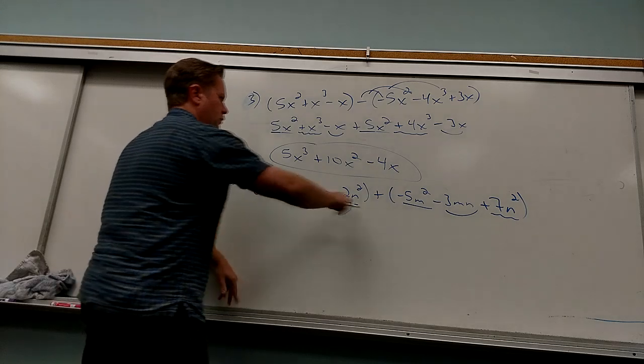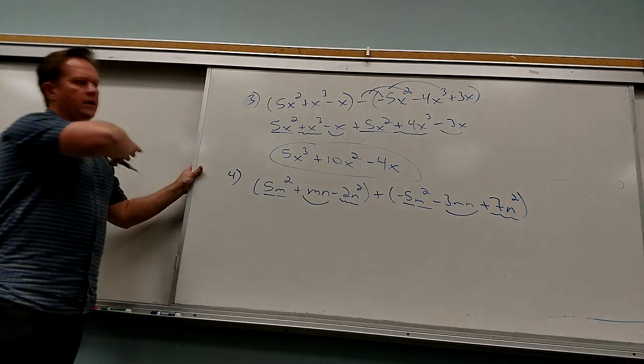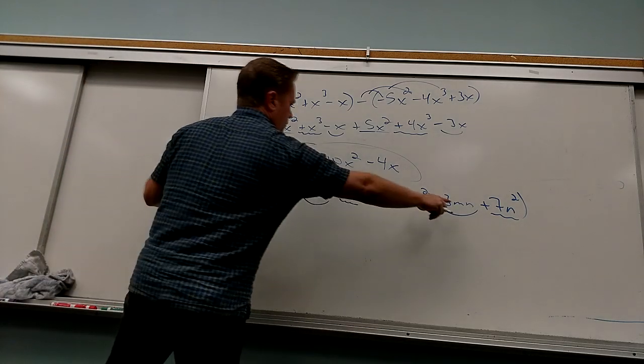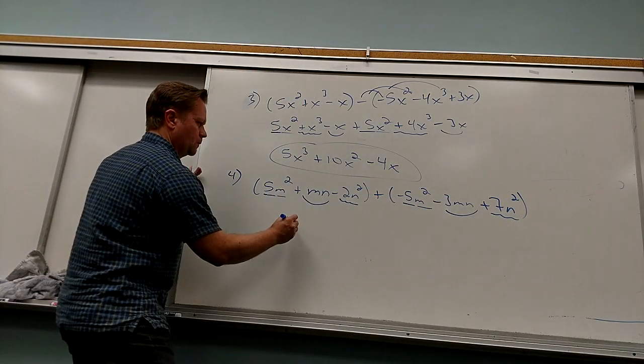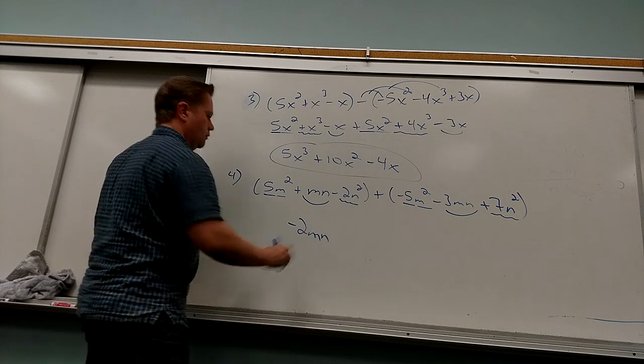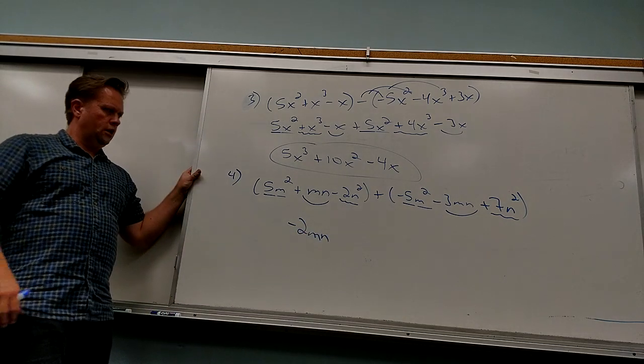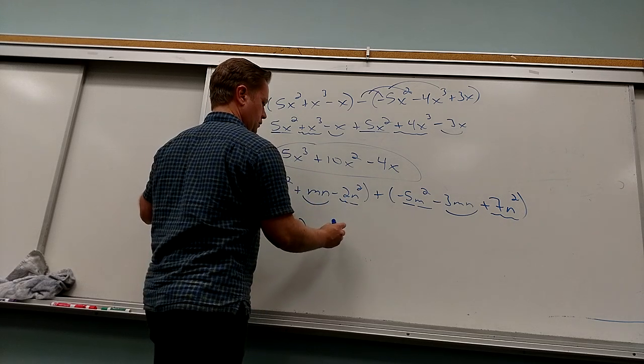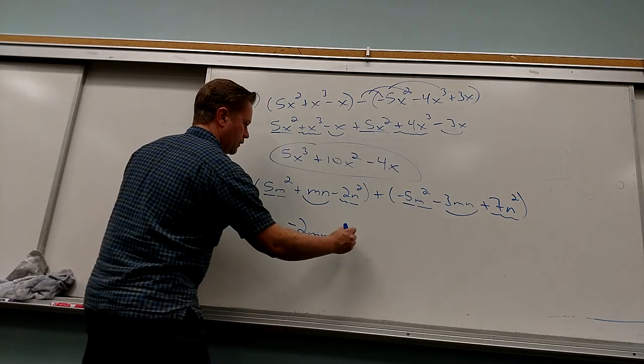So I see 5m squared minus 5m squared, so all my m squares die. And then I see an mn minus 3 mn's. And then I see negative 2n squared plus 7n squared, plus 5n squared.